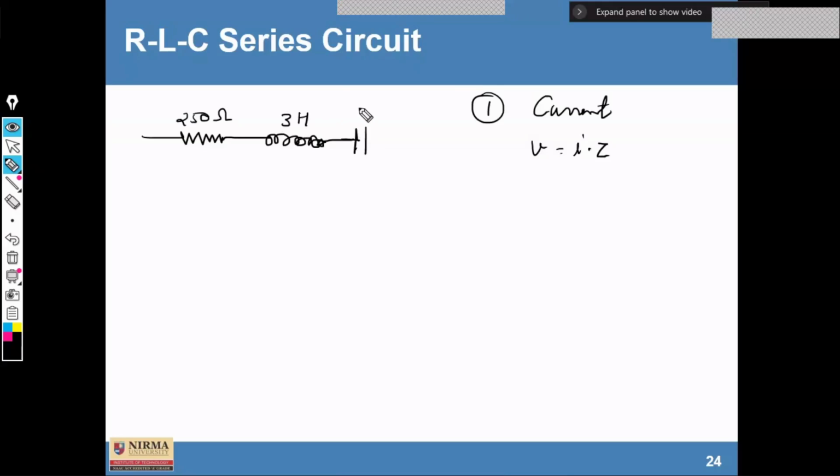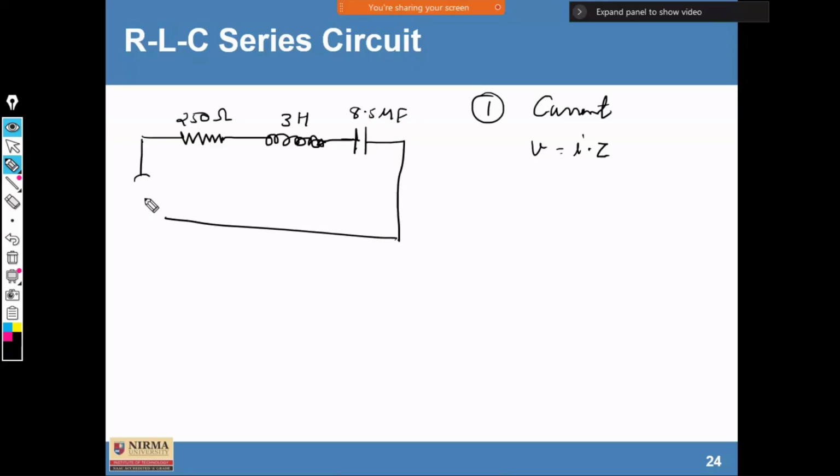8.5 microfarad. And these three different passive elements are connected across V equal to 240 volt, 50 hertz frequency. So these are the given parameters.